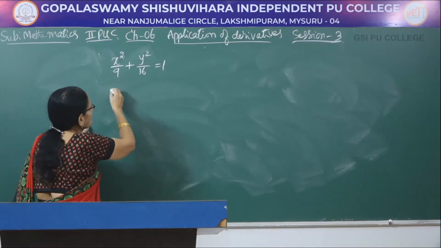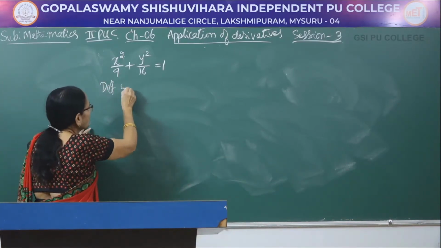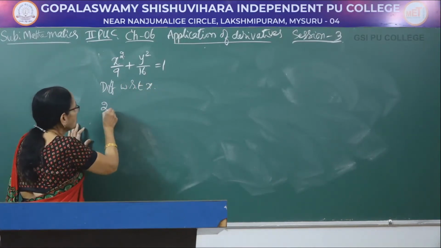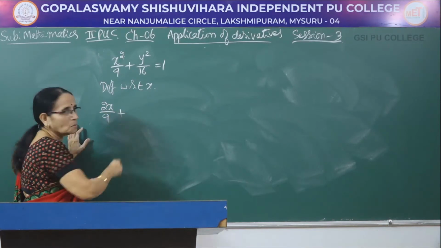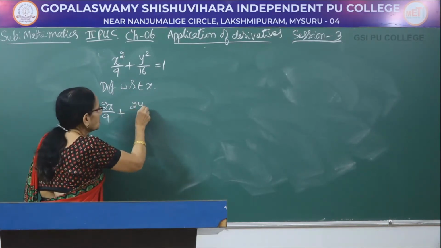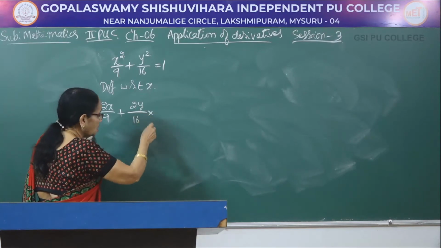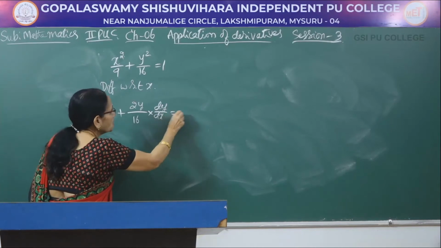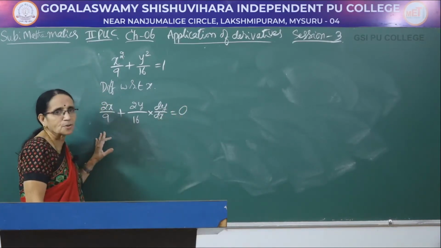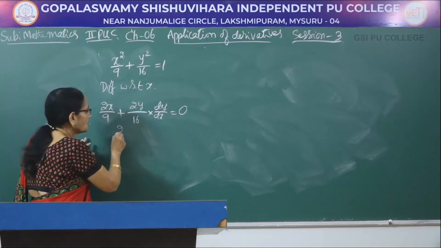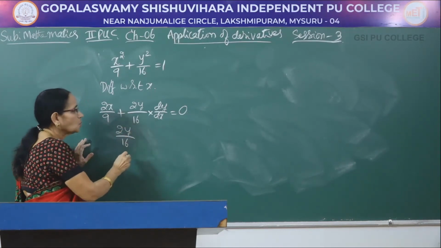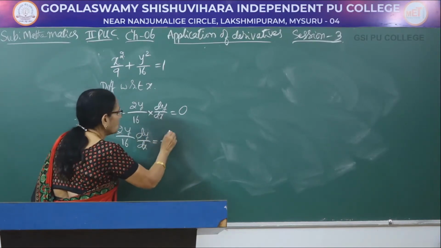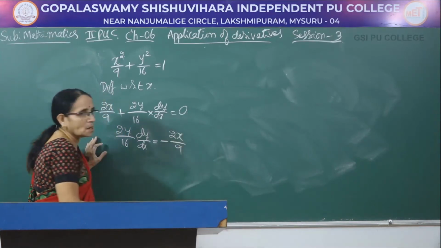So, differentiate with respect to x. Now, x square becomes 2x divided by 9, and y square becomes 2y divided by 16 into dy by dx, since we are differentiating with respect to x here, and 1 being a constant becomes 0. Now, let me change the sides: 2y by 16 into dy by dx would be equal to minus 2x by 9.